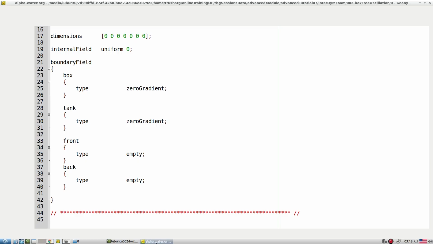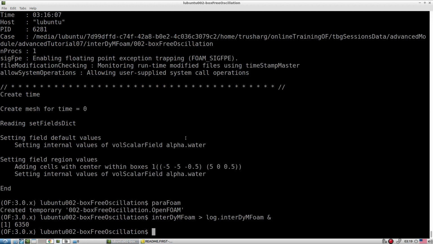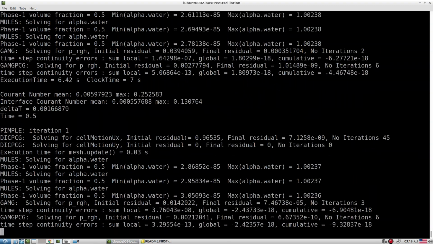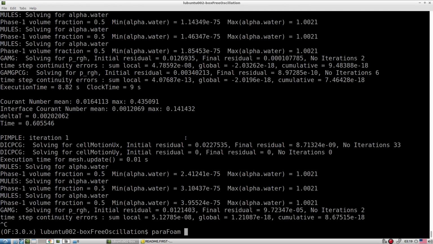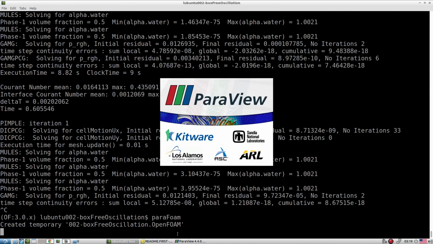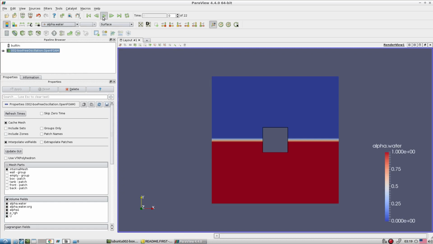And have an idea how exactly it is creating the motion. So let's quickly check how the motion looks like. ParaView. Let's open the volume fraction as well, and now let's look at the motion.